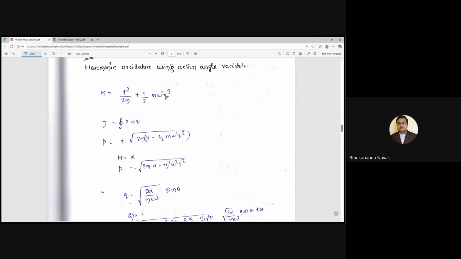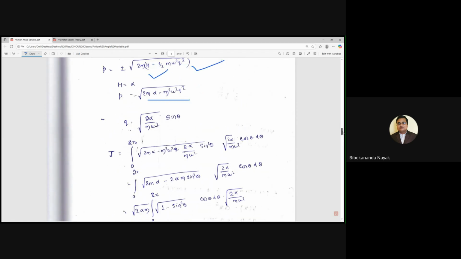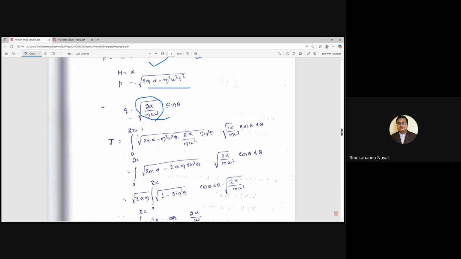This is one example, similar to the harmonic oscillator. Here H we already know, J is the integration of p dq. So from here you can get p as root over 2m times (H minus half m omega squared q squared). Putting H equal to alpha, we can write 2m alpha minus m squared omega squared q squared. Q is equal to root over of 2 alpha by m omega squared times sin theta. We know from the last problem, simple harmonic, that we generally get something into sin theta. Putting that in, you have to integrate to find J.